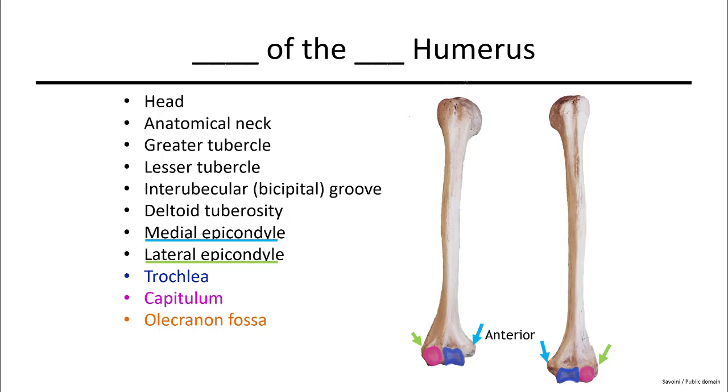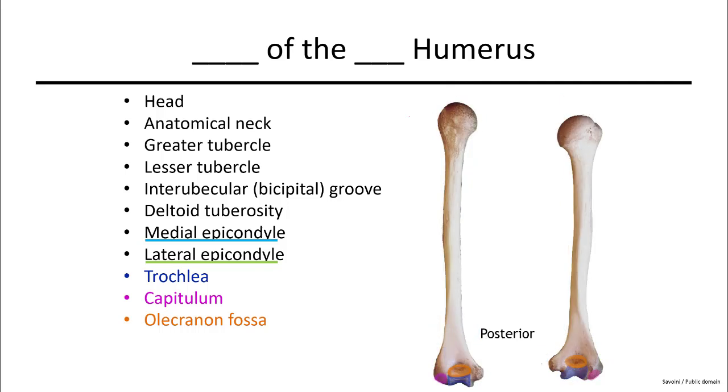Then the rounded odd surfaces at the far distal end, we see the trochlea, and it looks a bit like a sideways spool of thread. The capitulum is a more circular portion, and then on the posterior surface, we can see the olecranon fossa, and you can also see portions of the trochlea and the capitulum from this view as well.